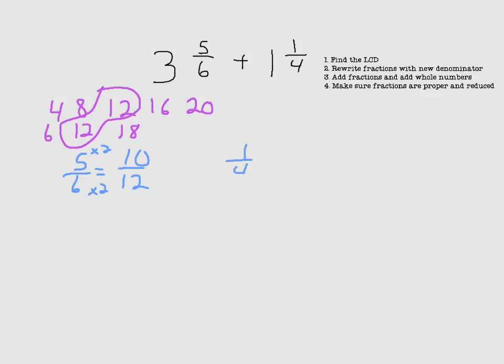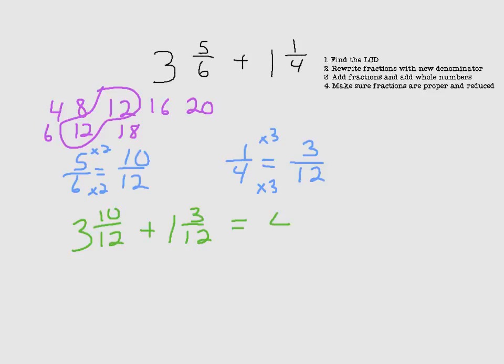And then for 1/4, let's do the same thing. We're going to rewrite it so it has a denominator of 12. To get from 4 to 12, we had to multiply by 3. So we do the same thing on the top. So we have 3/12. All right, let's go ahead and rewrite this now, let's change the color, we'll make it green, as 3 and 10/12 plus 1 and 3/12.